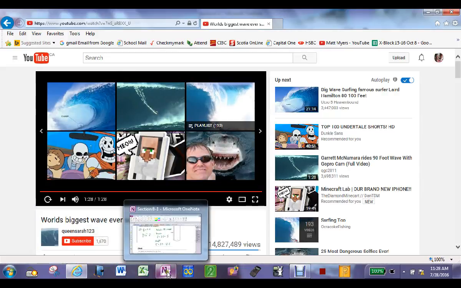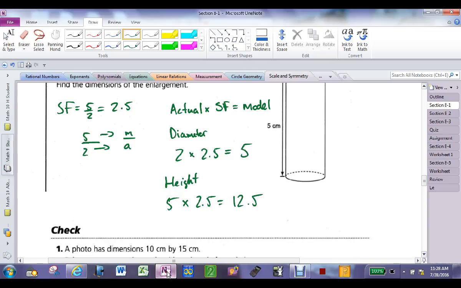Okay, now the question becomes, how was that measured? How did they know how tall that wave was? Was there a guy swimming in that wave with a tape measure? No. So how did they do it? They use a surfer. They got his height, which they know.